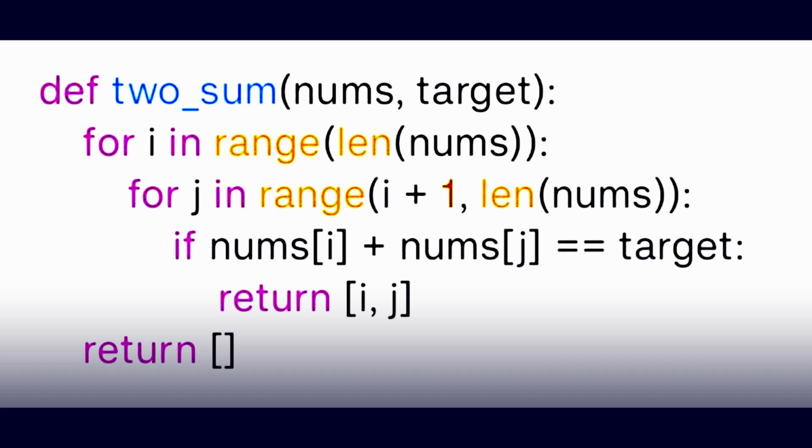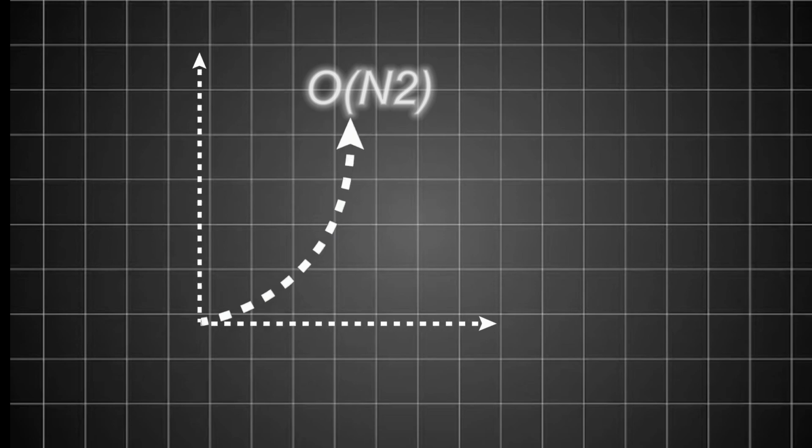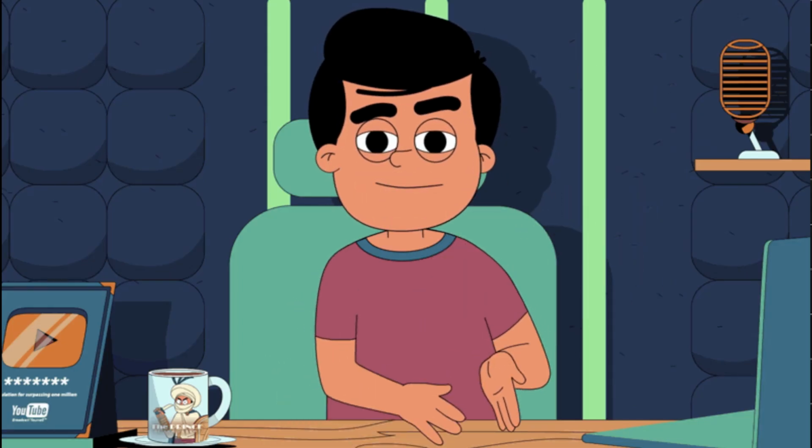So this approach checks every pair, making it O(n squared) in time complexity. Not ideal for large input, but if you are a beginner, it is good for you.